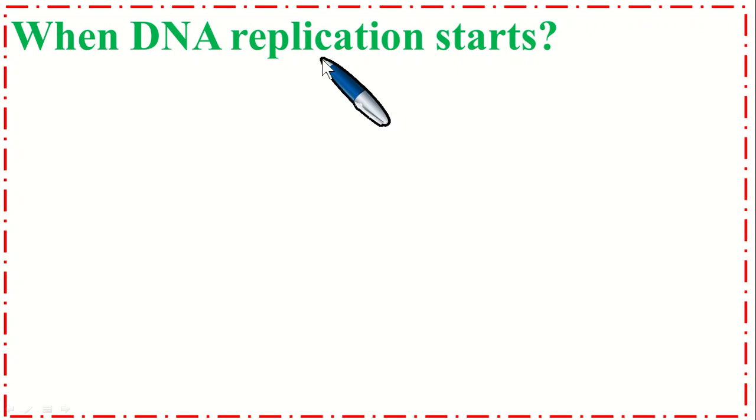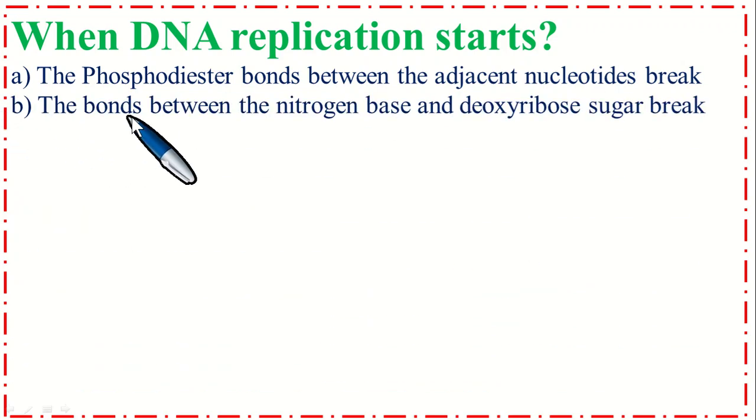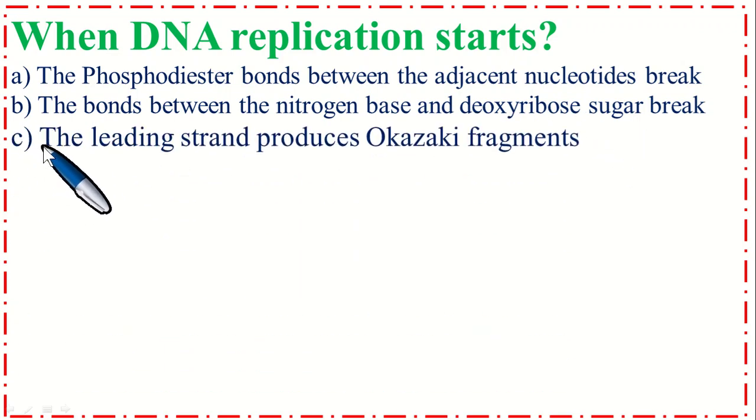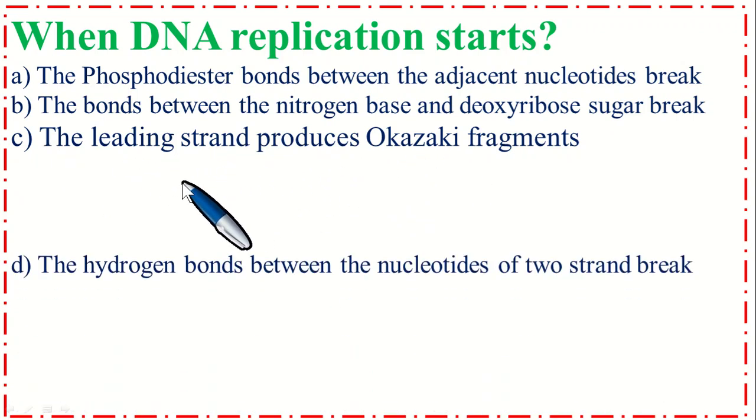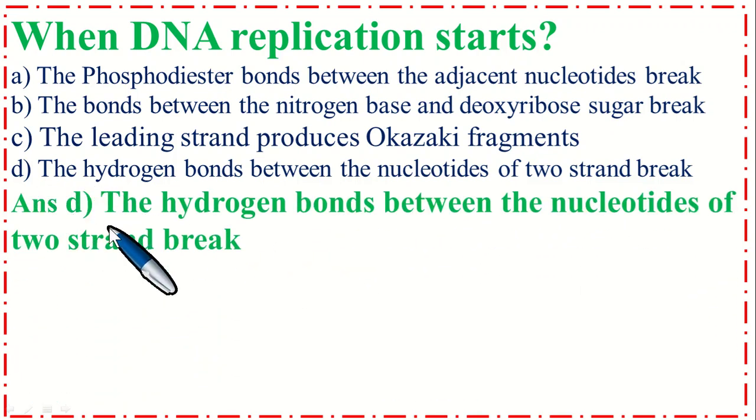So when DNA replication starts, option A, the phosphodiester bond between the adjacent nucleotides breaks. B, the bonds between the nitrogen base and deoxyribose sugar break. Option C, the leading strand produces Okazaki fragments. And option D, the hydrogen bonds between the nucleotides of two strands break. So the correct option is D, the hydrogen bonds between the nucleotides of two strands break.